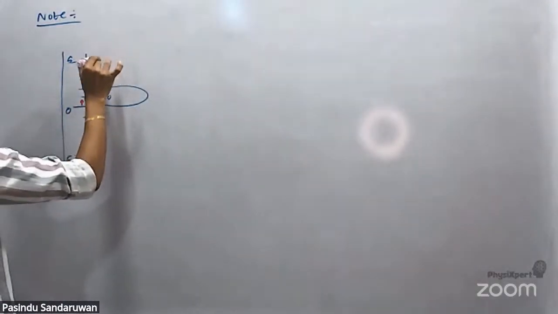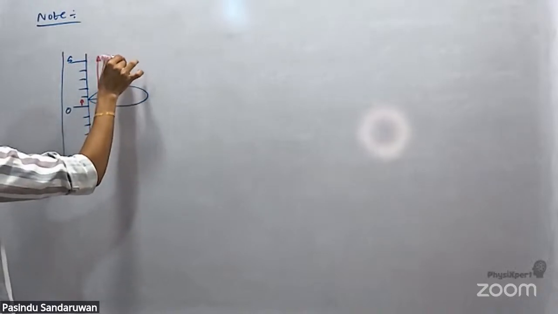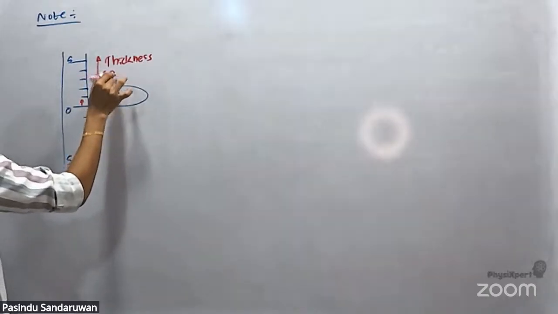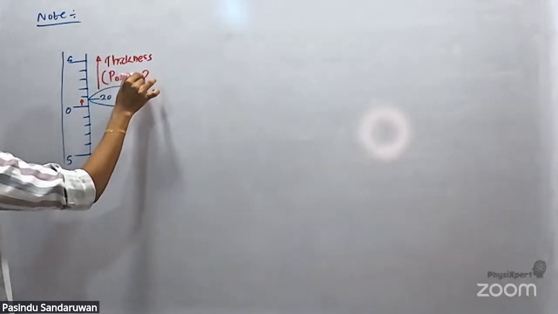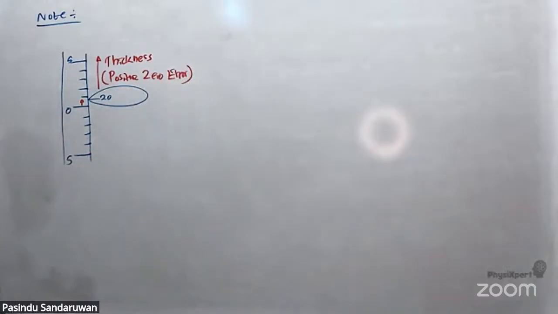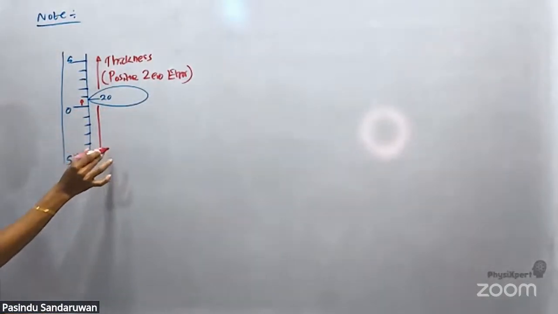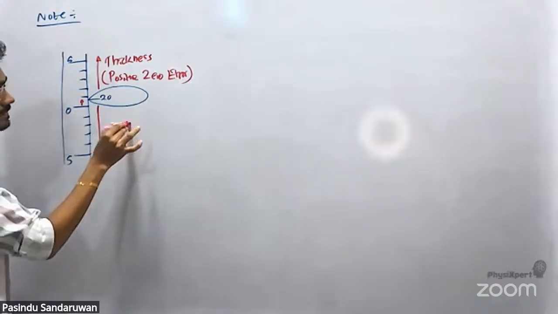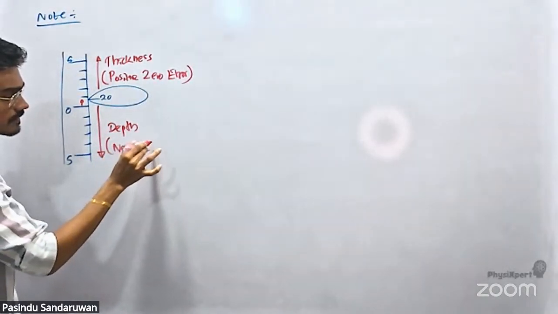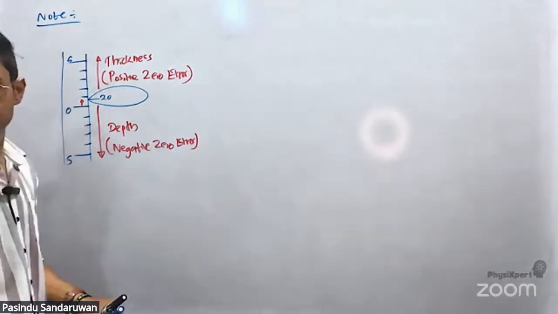For this direction, like if you measure a thickness, it acts as a positive 0 error. And using the same instrument, if you measure something downwards, a depth, it acts as a negative 0 error.